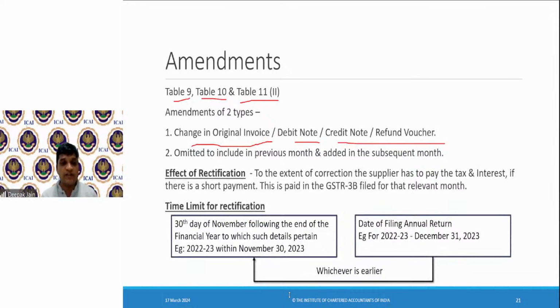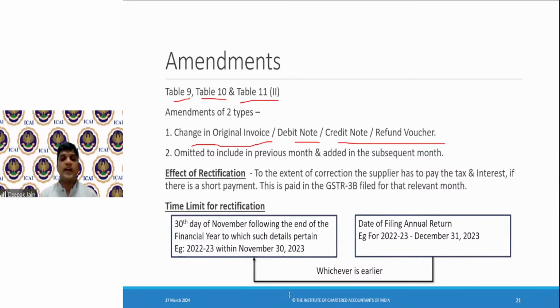I can do this rectification by the 30th day of November following the end of the financial year. Okay. End of the financial year, from there, 30th November. So for 22-23, whatever sales I've reported, if I have to do any rectification, I can do it before the 30th November 2023. April 22's invoice also I can correct it by November 23. So much time you have.